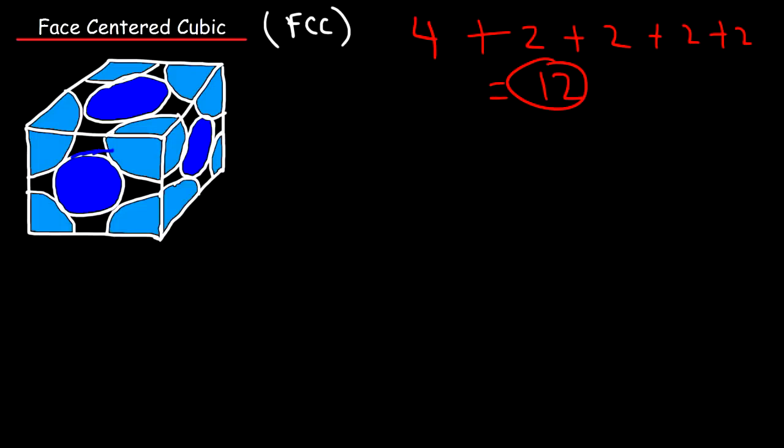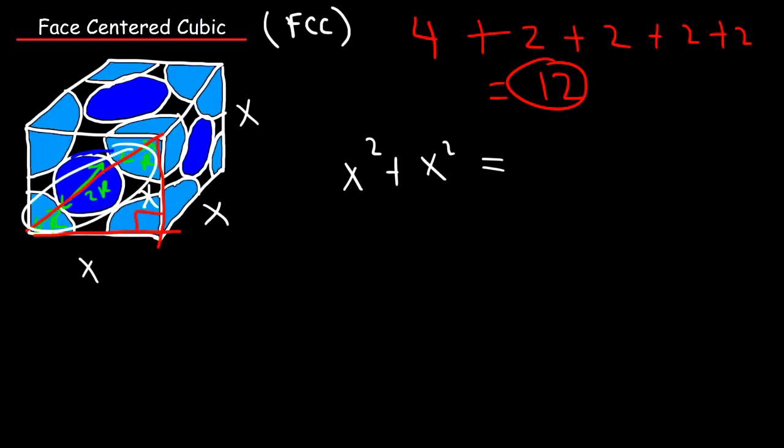Now let's talk about the edge length, which is x. Now we know that this part represents 2r, this is r, and this is r as well. So the diagonal of one side of the cube is 4r. So let's turn this into a right triangle. And so we could say that x squared plus x squared, this side is also x, is equal to the square of the hypotenuse, which is 4r.